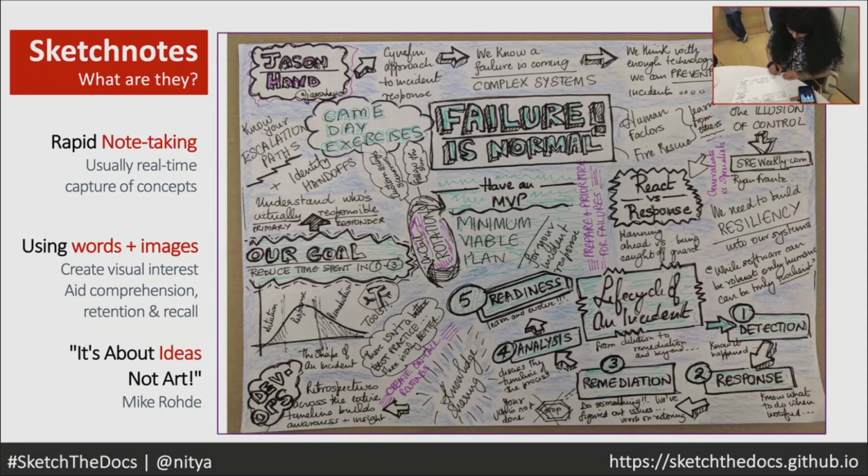And I put this up for a reason. First of all, this is one of my earliest sketch notes, and you'll see it doesn't really look perfect. But the minute you look at it, you can immediately get a sense of what the talk was about, right? Failure is normal. Jason Hand was the name of the author. You can see the big topics and the way the information flows.